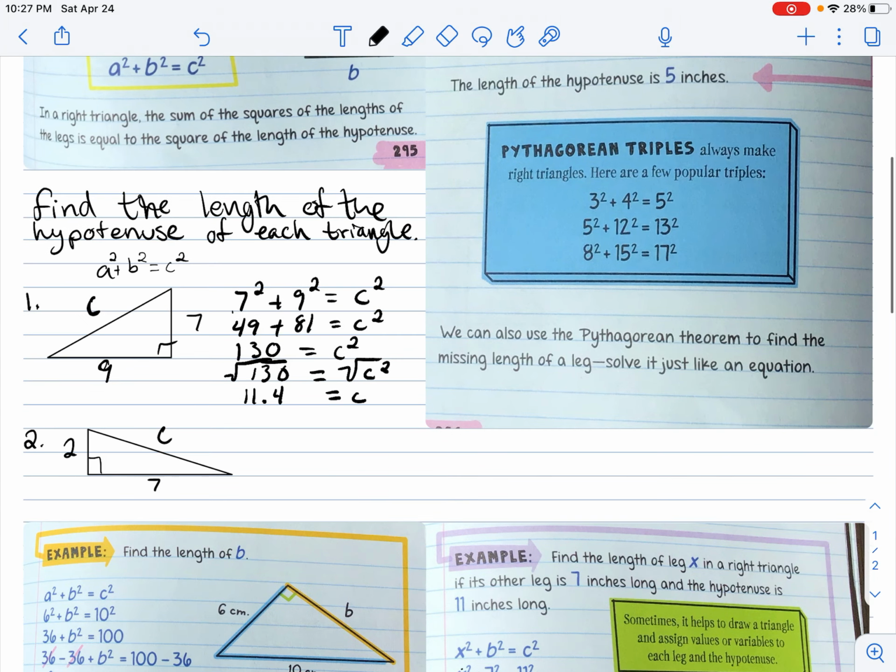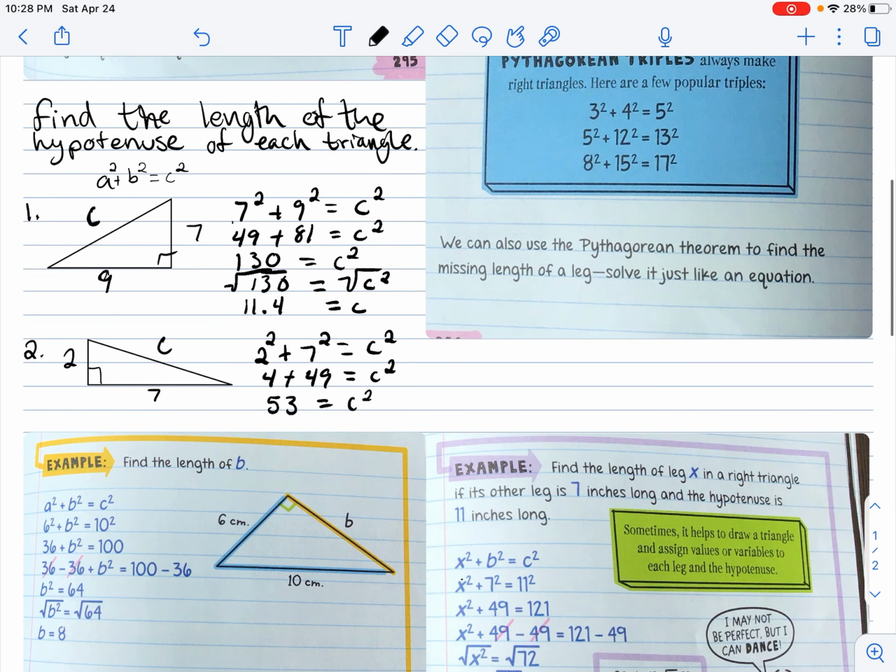All right, one more. We've got our A side is 2, our B side is 7. So we're going to take A squared plus B squared equals C squared. 2 squared is going to be 4. 7 squared is going to be 49. That is going to equal C squared. So 4 plus 49 is going to give us 53, which equals C squared. Once again, the last step, we take the square root of both sides because we want to know what just C equals.